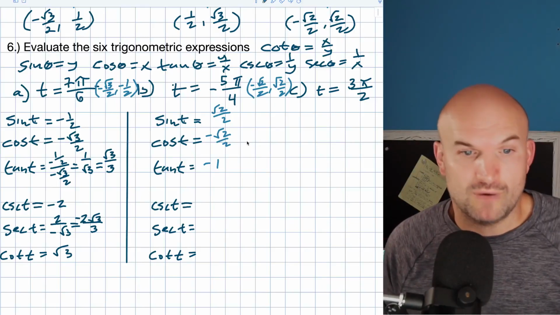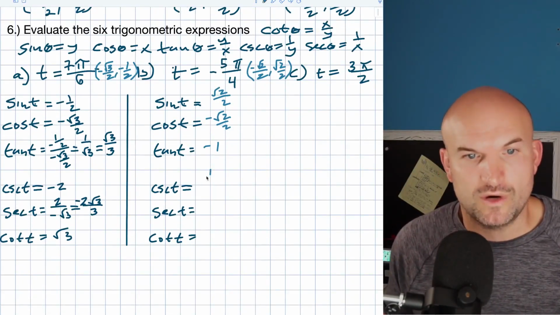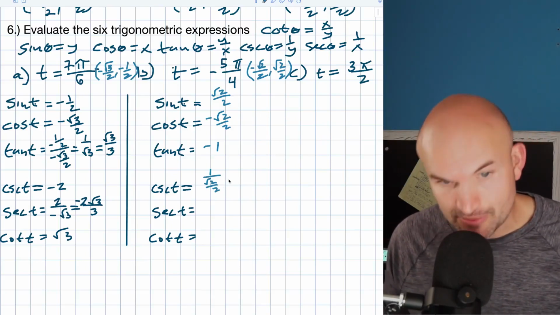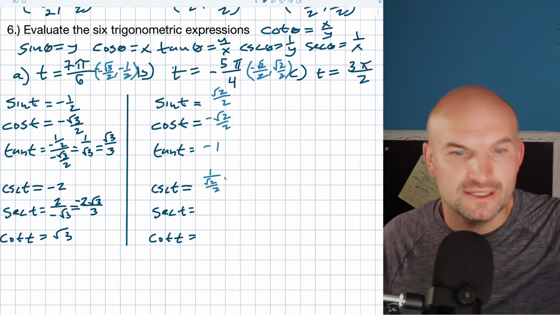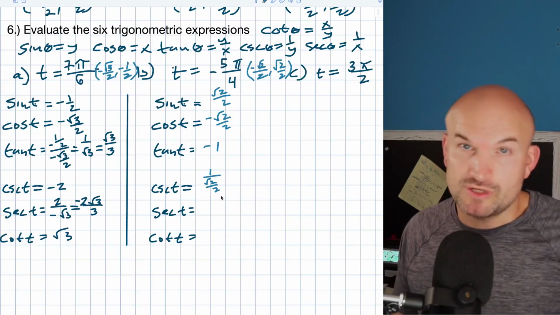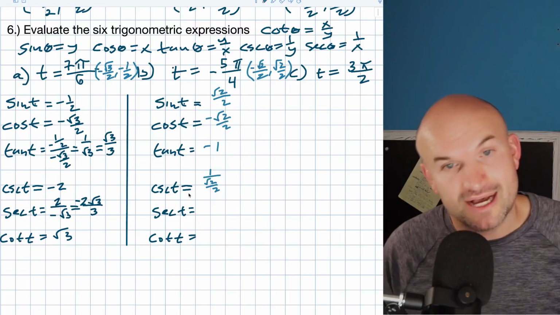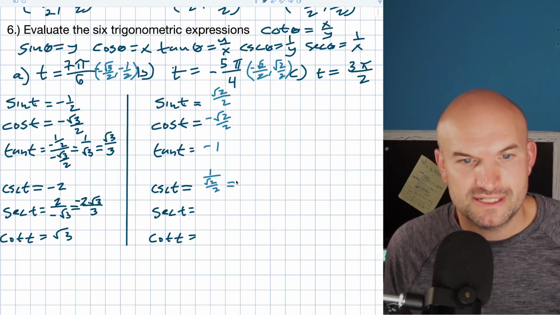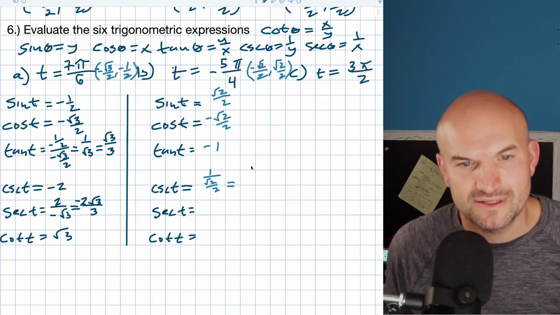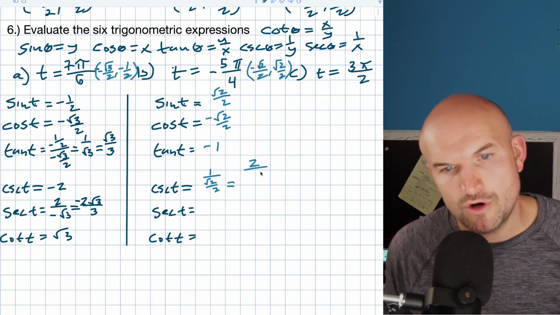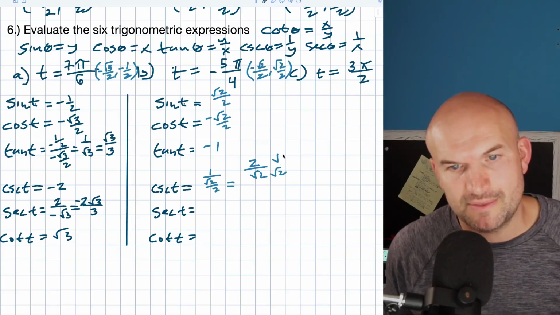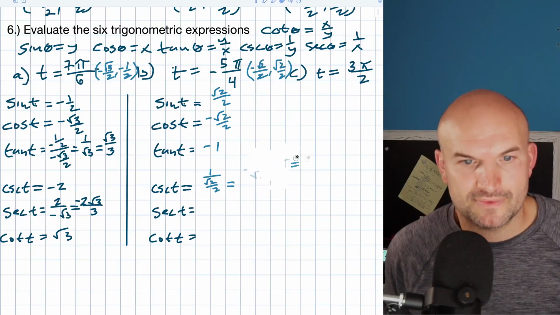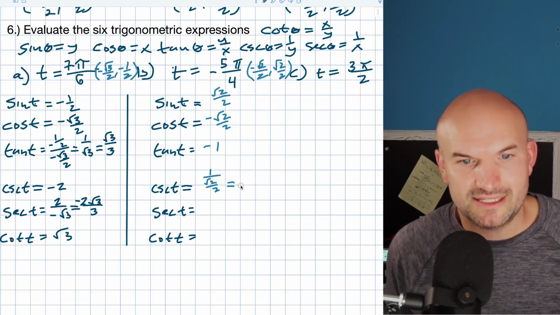Cosecant is going to be 1 over y. So that's 1 over square root of 2 over 2. Multiply by the reciprocal, and you're basically going to have 2 over square root of 2. Rationalize the denominator, and you're just going to be left with the square root of 2.